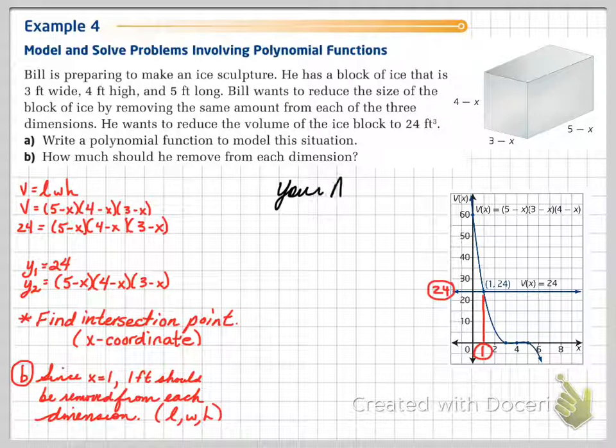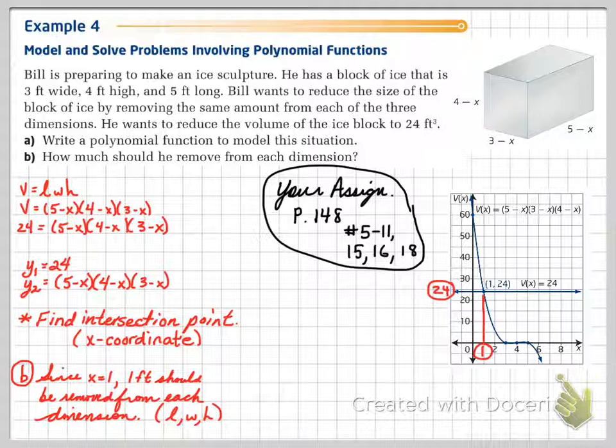There it is there. Your assignment is to do page 148, numbers 5 to 11, 15, 16, and 18.